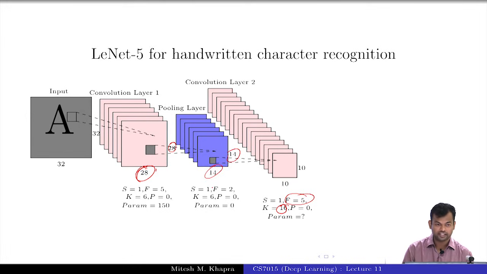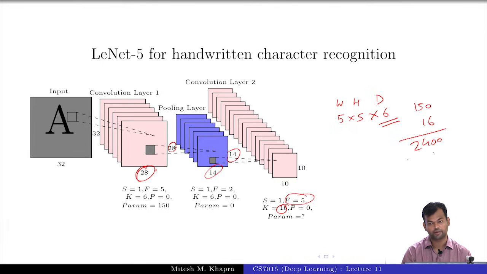And all my filters are 5 cross 5. Okay. But what we forgot is that when I say the filter is 5 cross 5, it is actually 5 cross 5 cross 6 because the depth is also there. So it's width into height into depth. So that's the number of parameters in each of my filters. And that's 150. And I have 16 such filters. So that gives me a total of 2400 parameters. Is that fine? Okay.